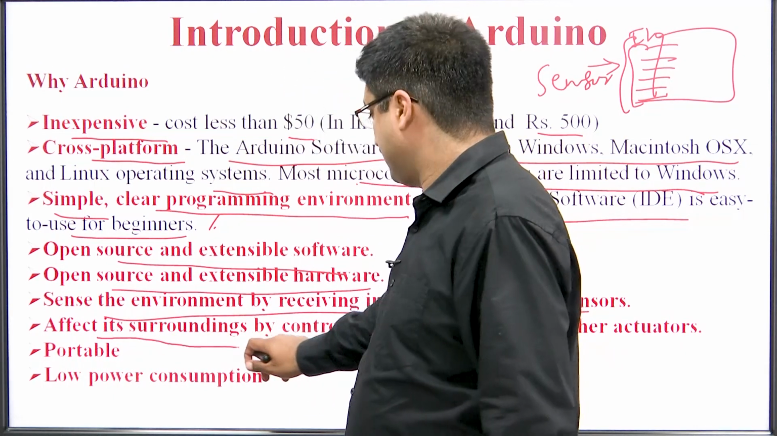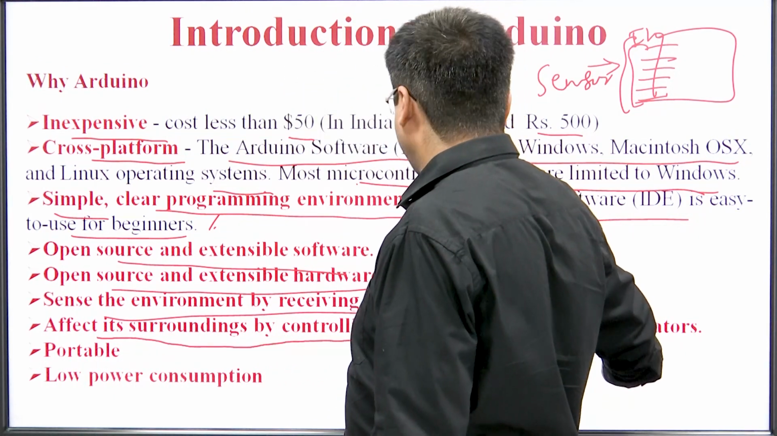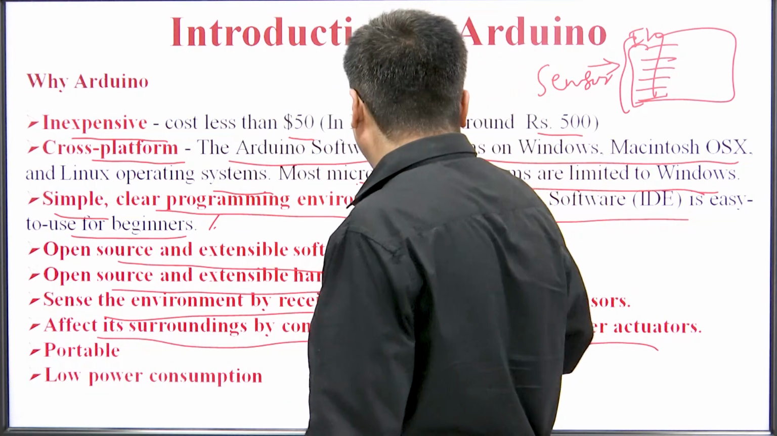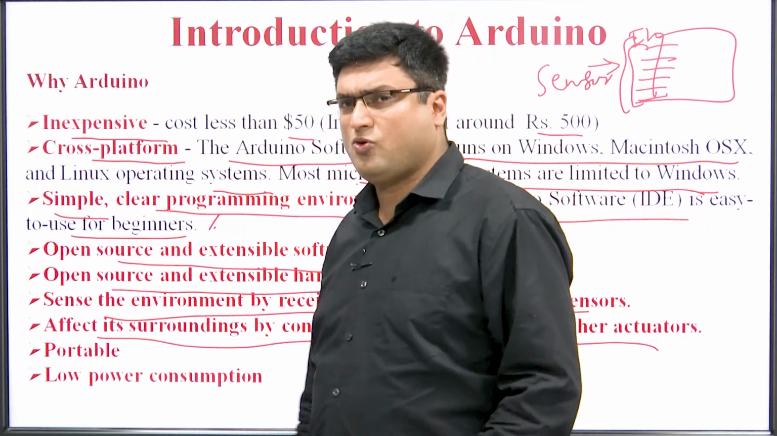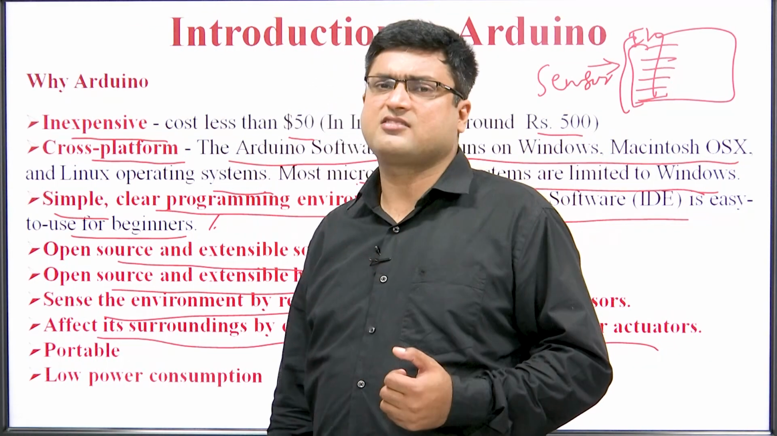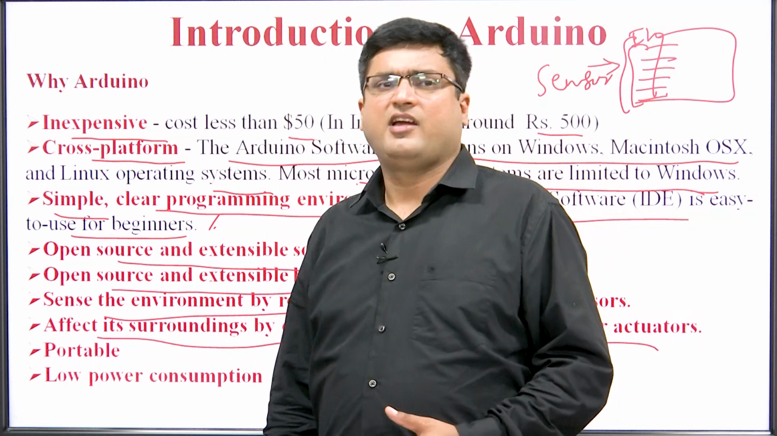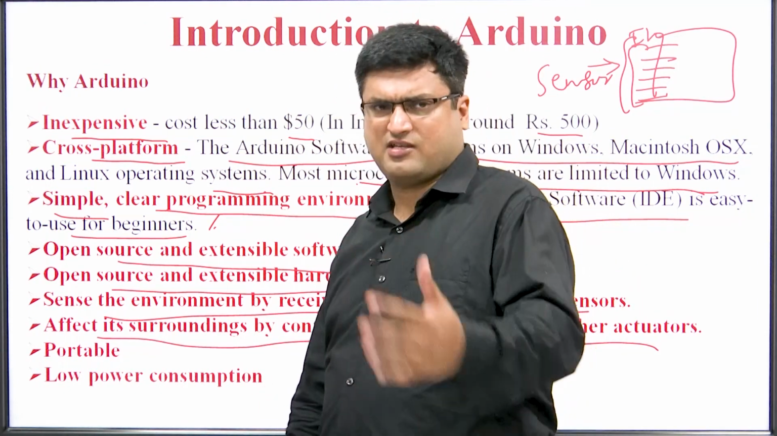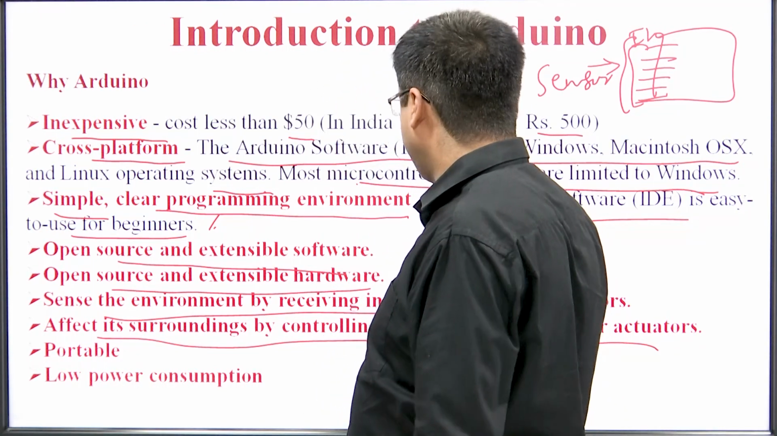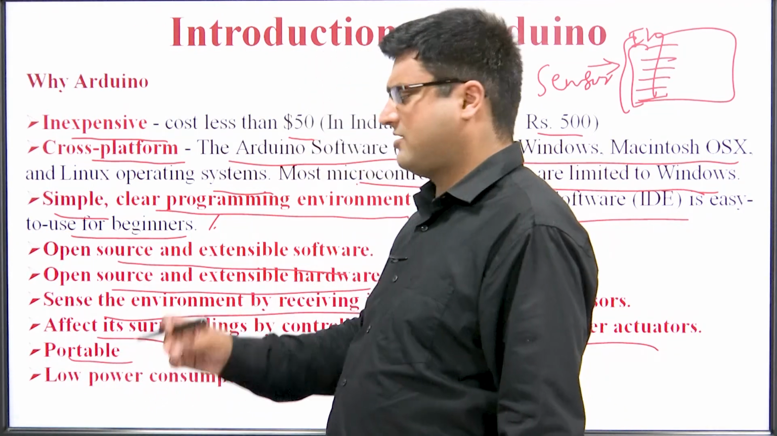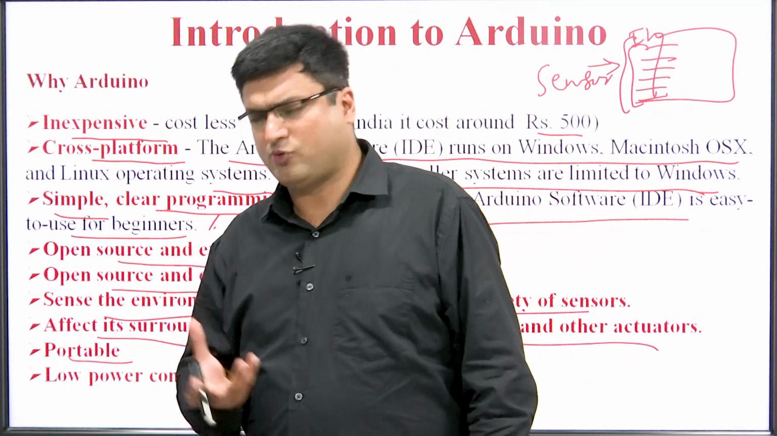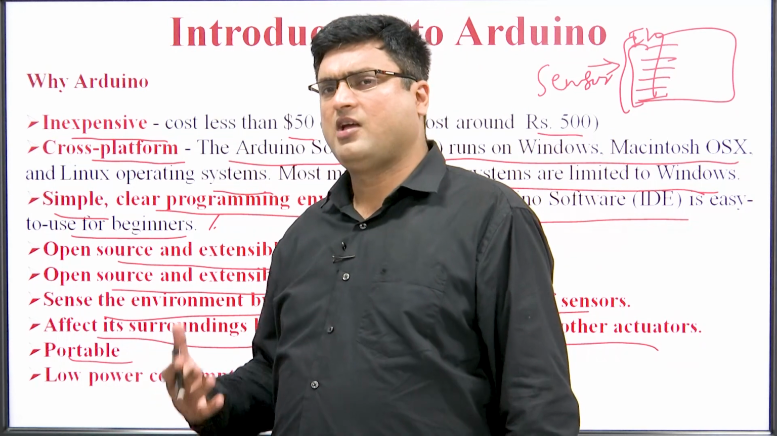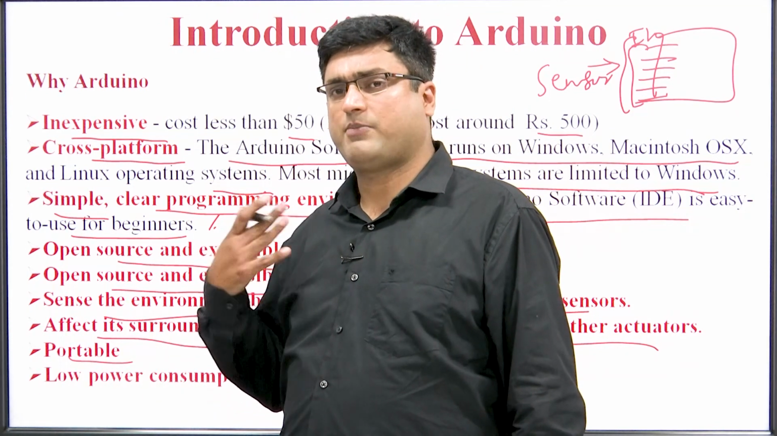It affects its surroundings by controlling lights, motors and other actuators. So, it is compatible with sensors and actuators as well, and it is used in a variety of applications. We will see in the next slides the controlling of lights and motors. It is portable, very small in size and easy to carry. It can be deployed anywhere, and it can be used in a variety of applications.